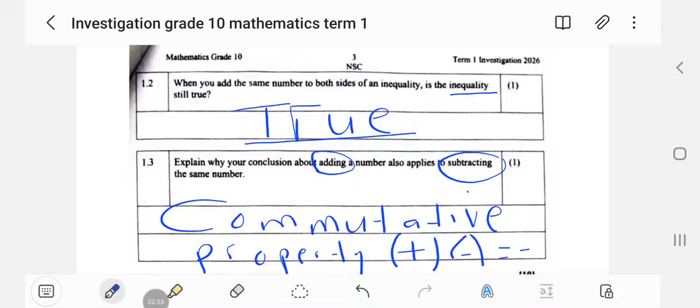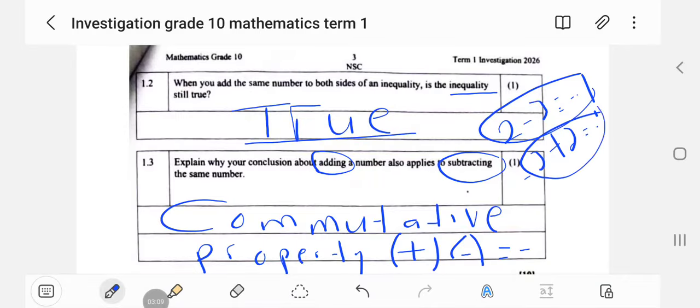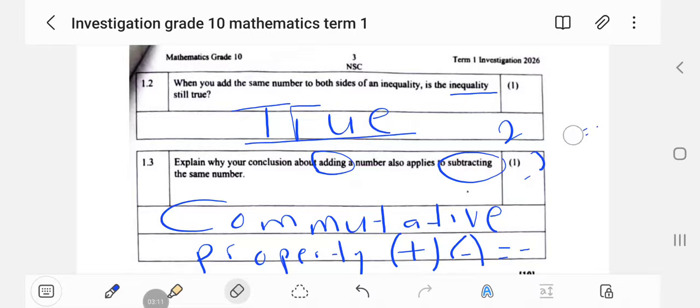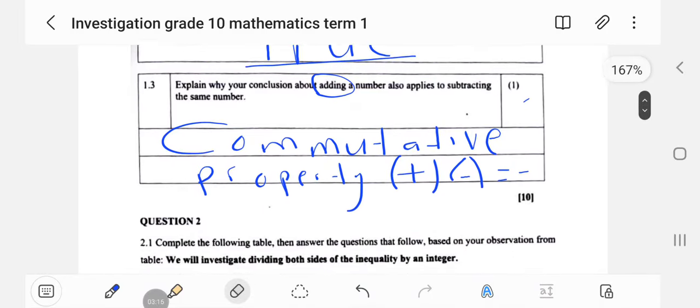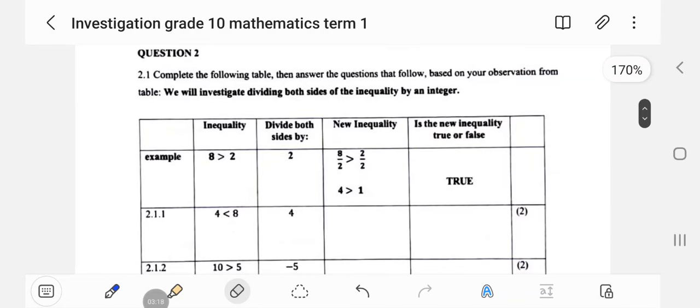Let me give an example. 2 minus 3 is what? Minus 1. What about minus 3 plus 2? Still minus 1. The first one was subtraction, the second one was addition. We call this the commutative property. Let's go to 2.1.